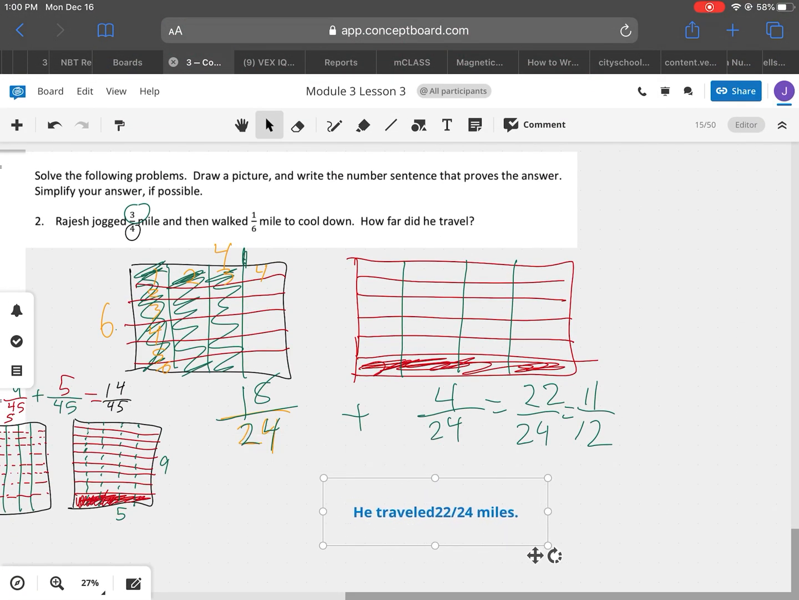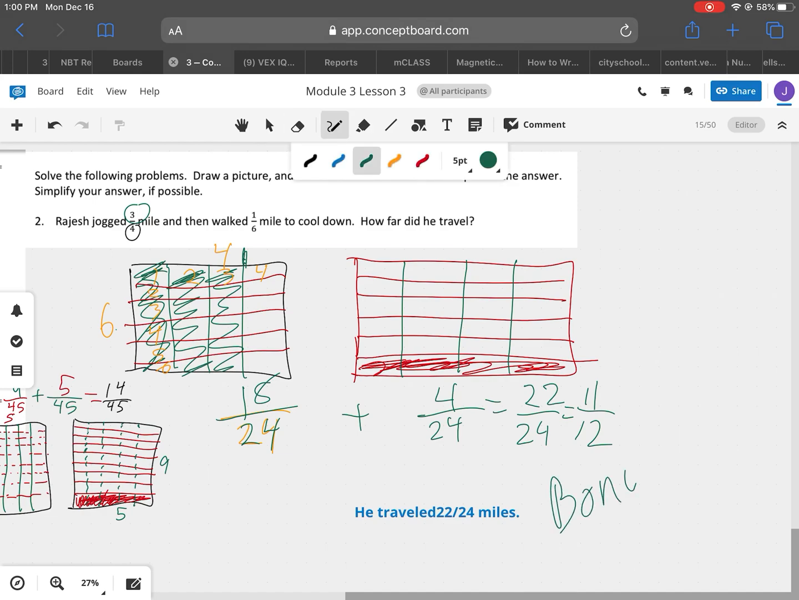All right, so there it is. He traveled 22 24ths mile or 11 12ths mile. Either way. All right, hopefully that's helpful.